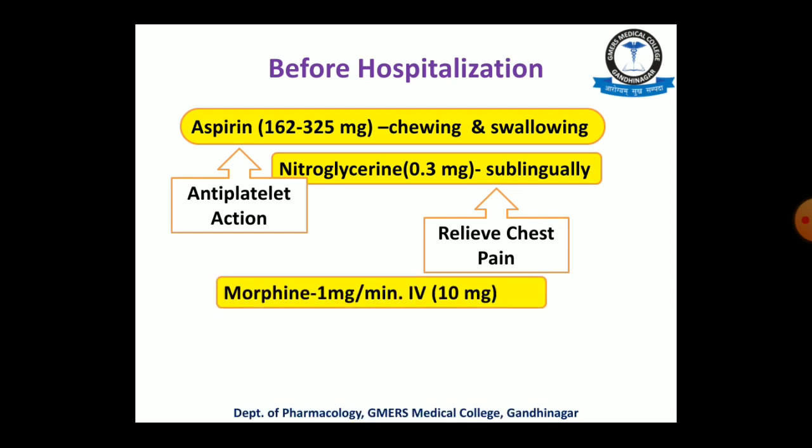if it is not controlled with the nitroglycerin, one can give injection morphine 1 milligram per minute intravenously and repeat after a periodic interval up to 10 milligram. Now, why have I not mentioned this before? Because the reason is that it is not easily available. Otherwise, morphine is a very good analgesic.